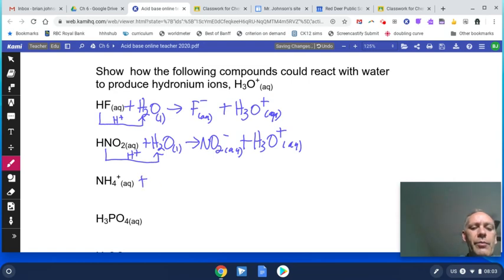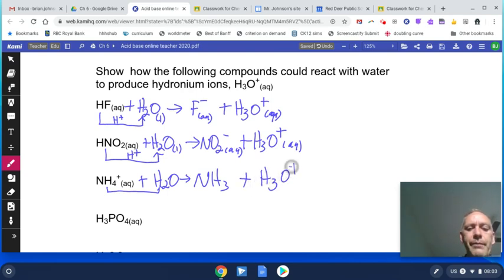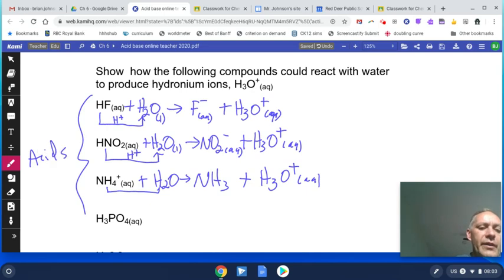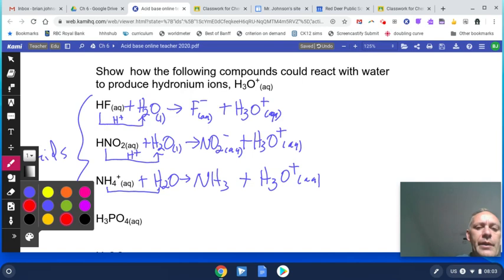Okay, NH4+, this one's a little trickier. So if it loses an H+, it's NH3, and its charge is neutral. It lost a plus. It was plus. Now it's neutral. NH3 has lost an H+, and the water has gained it to hydronium. So what does that show us? It means that all of these are acids. Why are they acids? Because they are all making hydronium in the presence of water. So according to Arrhenius, they are acids.